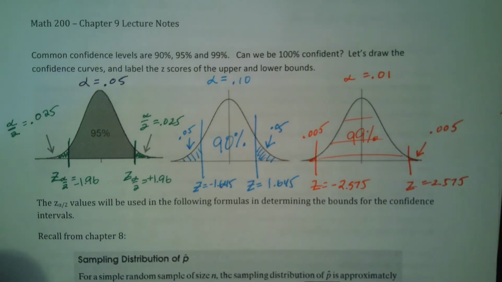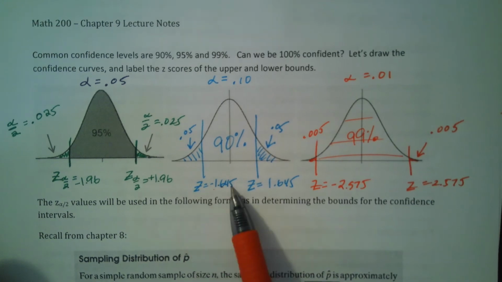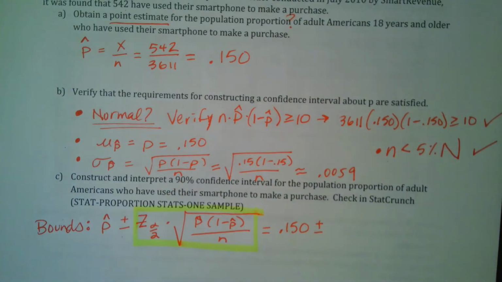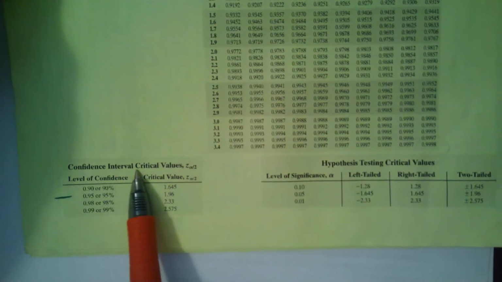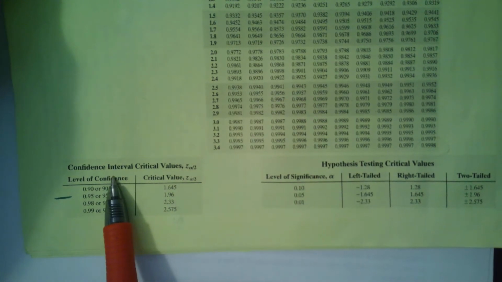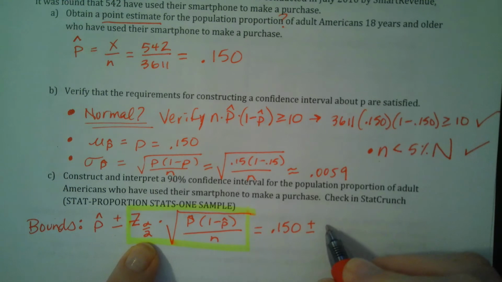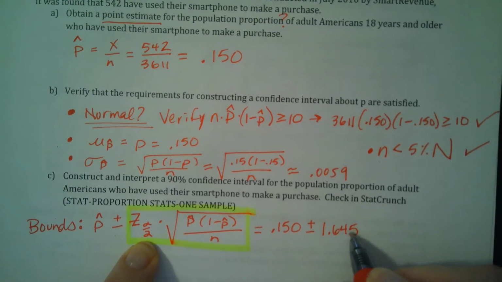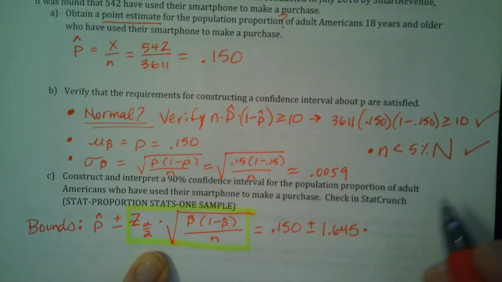Our confidence interval of 90% yields a z-score of 1.645. These are the numbers that we're looking for. Also, don't forget that those numbers were also found in your table 5. In your table 5, those critical z-values are found at the bottom, where the 90% confidence level is 1.645. So you don't have to memorize those. So that's going to be my z-score, 1.645, times the square root of p times 1 minus p over n. Well, we already found all of that up here. All of that information was 0.0059.